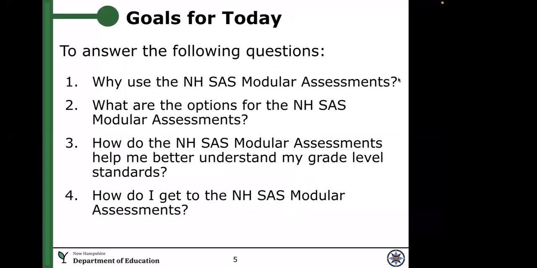So our goals for today are to answer the following questions here. Why use the New Hampshire SAS modular assessments? What are the options for the modular assessments? How do they help you better understand your grade level standards, and how do you get to them?